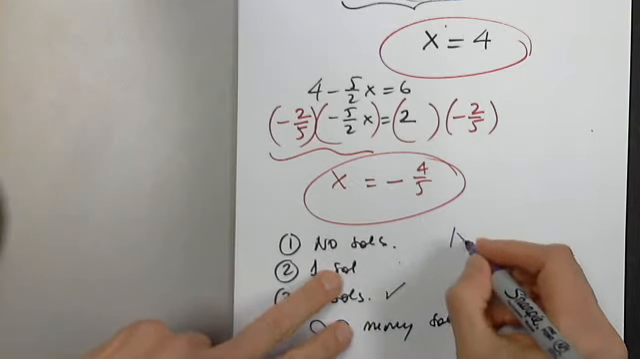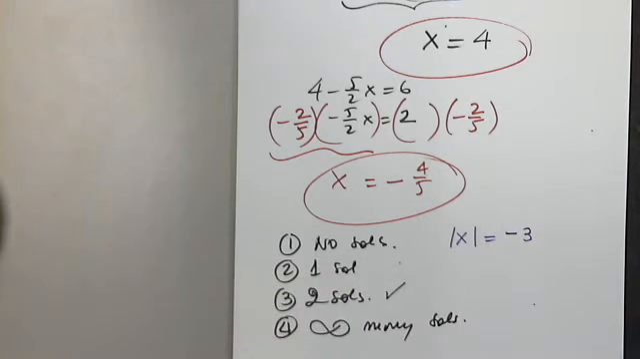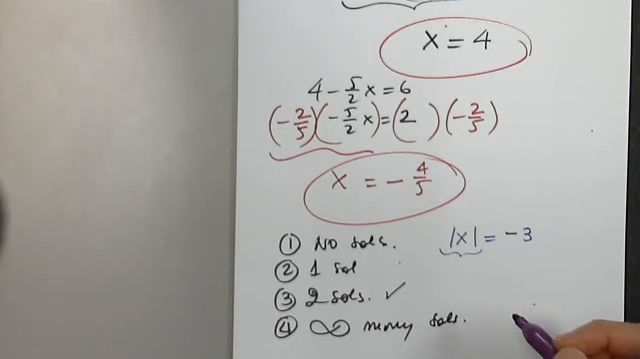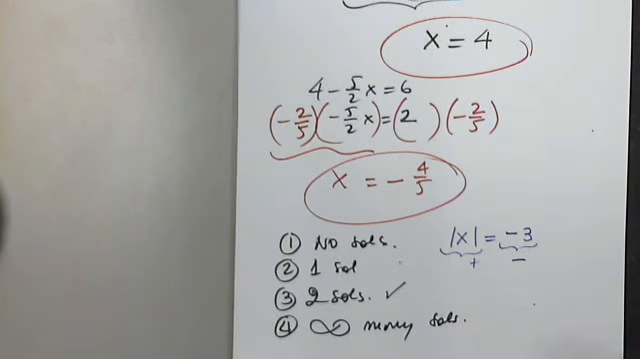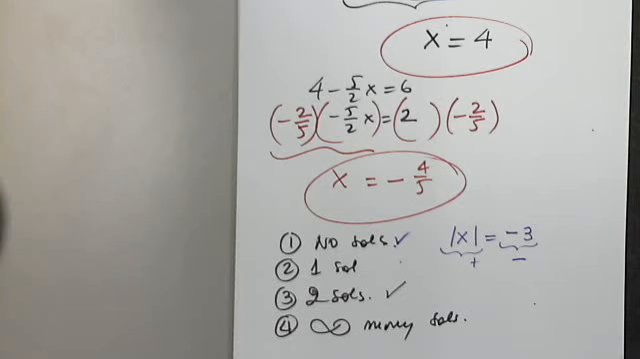So here I have the absolute value of x equals negative 3. What type of number can this be? The absolute value is always what type of number? Good. What type of number is this? So what do you say if I come to you and I say 15 equals negative 3? No solution. Exactly. This is this type. No solutions.